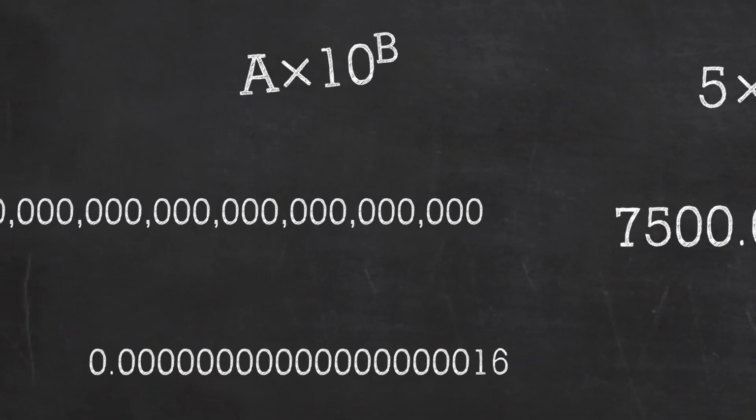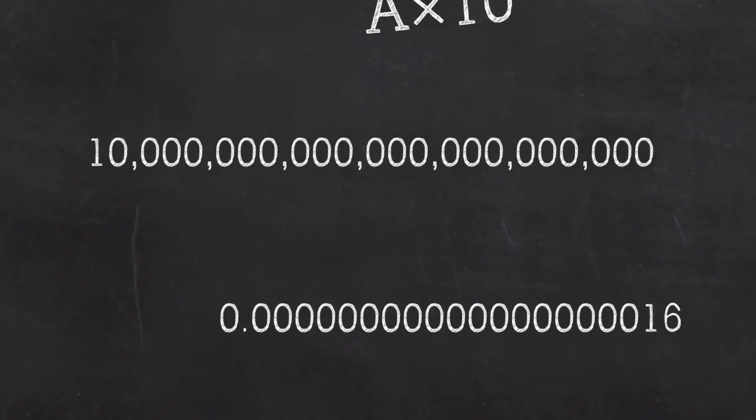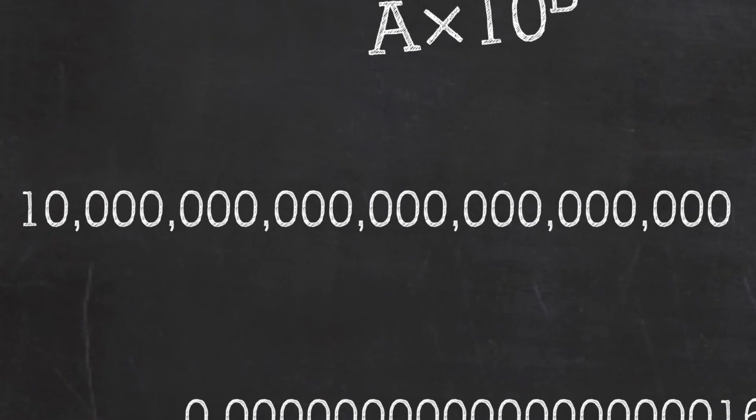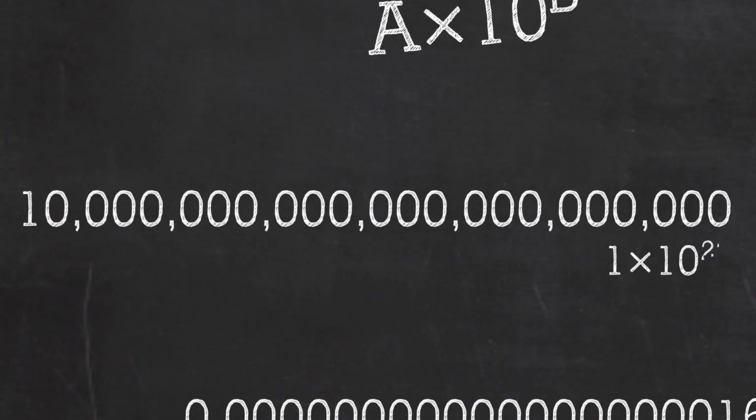You should now be able to write our original very large number and very small number in scientific notation. For the large number, the decimal point hops over 22 digits and is left with a 1 in front of it. Don't worry, you won't have to do this very often. Most numbers like this are normally already written in scientific notation. In scientific notation, this number is 1 times 10 to the 22.